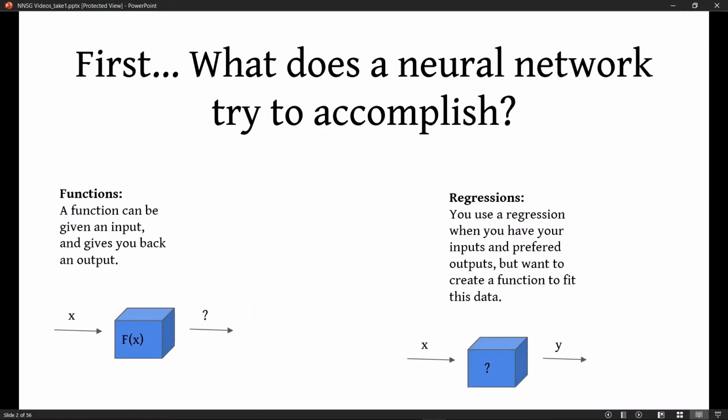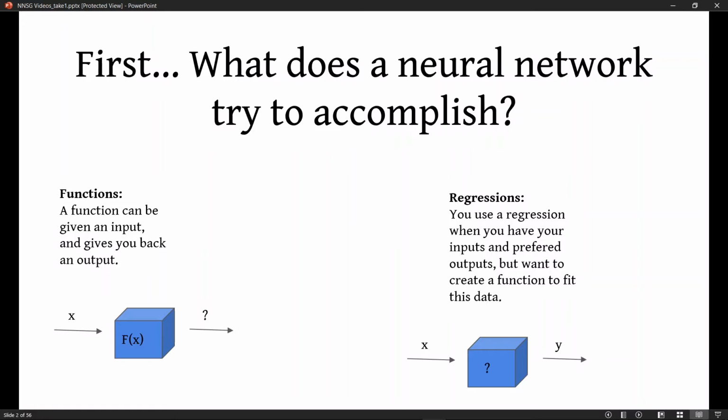But in order to do this, we have to compare functions and regressions. Because remember, neural networks are sort of like regression machines in a sense, and I'll get more into that. But first, let's compare these two things. So on the bottom left, we have a diagram of a function. You can think of it as a mysterious box where it's actually not mysterious at all because you know what's inside it because you can give it an input and it gives you an output.